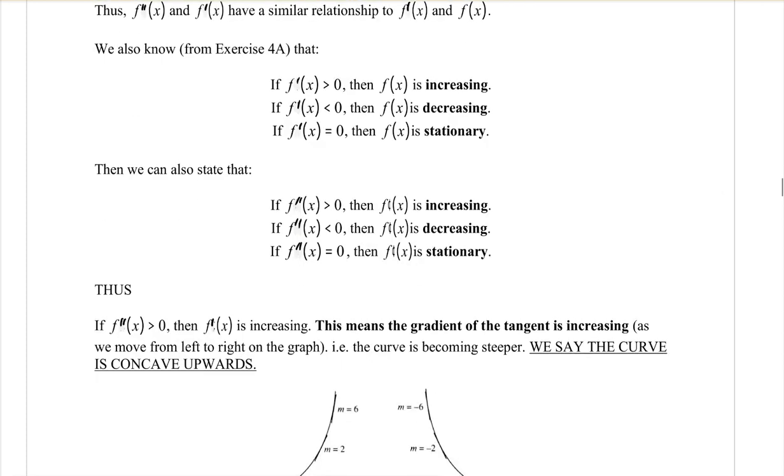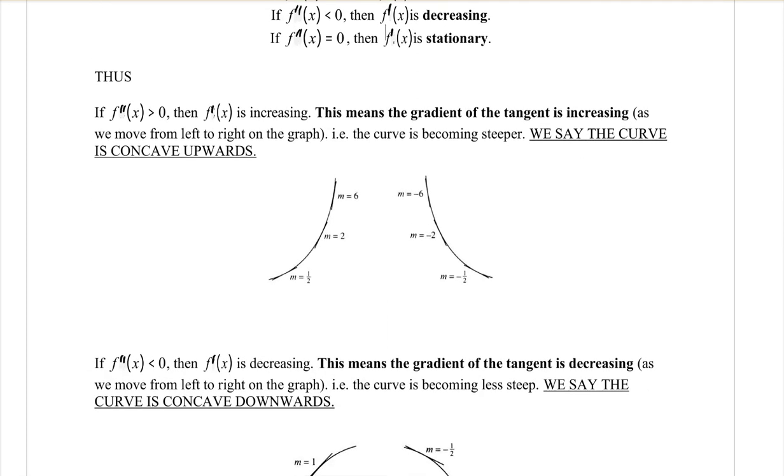Here's the new part. The second derivative, I've got to just change these symbols quickly. There should be derivatives in there. The second derivative, when that is greater than 0, it means that my gradient is increasing. If the second derivative is less than 0, it means that my gradient is decreasing. And if my second derivative is equal to 0, it means that my gradient is stationary or flat. So this gives us a few things.